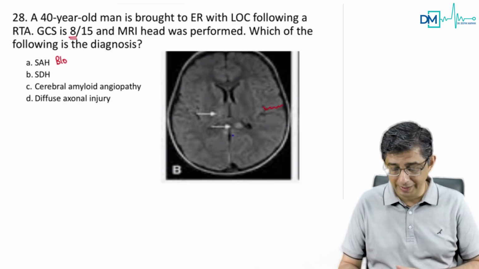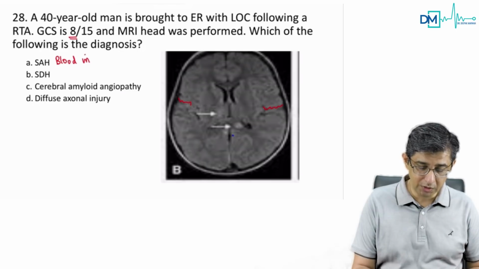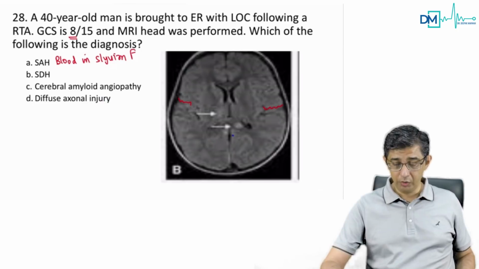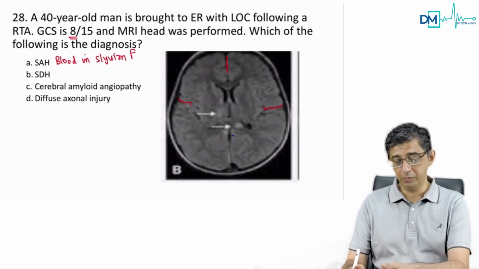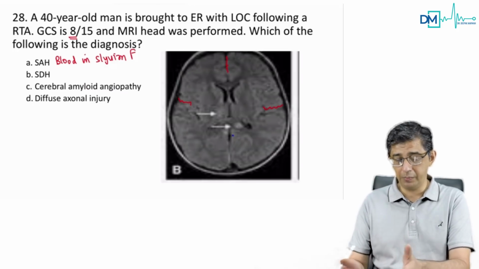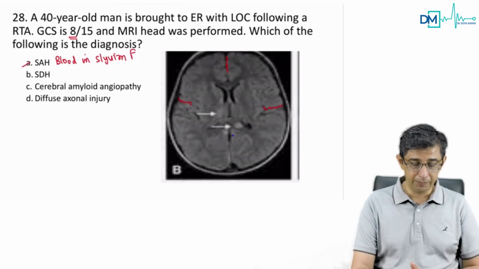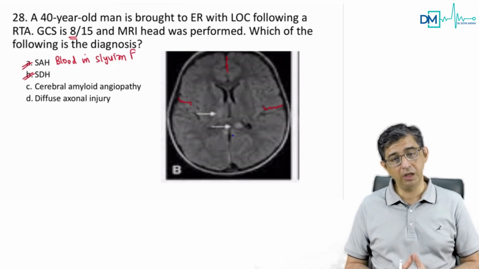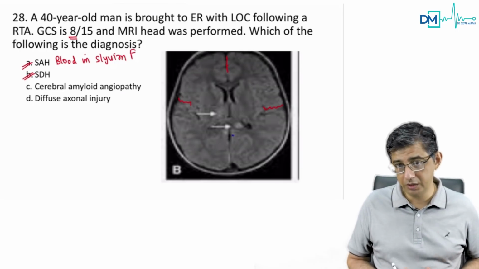Now, you cannot see any whiteness in the sylvian fissure of this person. I repeat again. Where do you see subarachnoid hemorrhage? You are supposed to see it in the sylvian fissure most of the time. Or you can see blood in this area, the fissure anteriorly present that would be separating the two frontal lobes. So in this question, subarachnoid hemorrhage is ruled out. There is no subdural hemorrhage. You can't see any concavo-convexity. You're left with cerebral amyloid angiopathy and diffuse axonal injury.